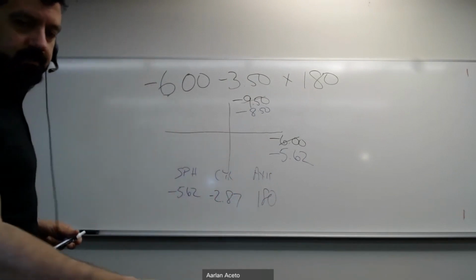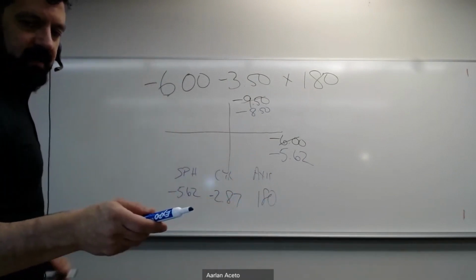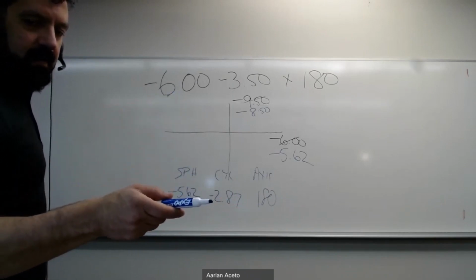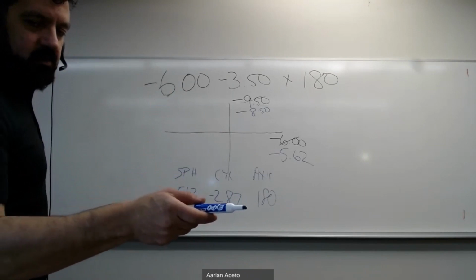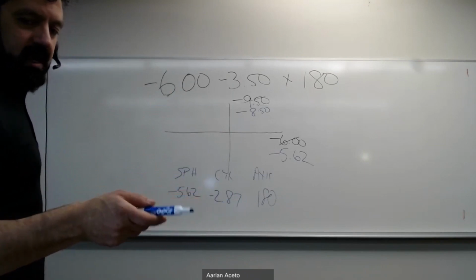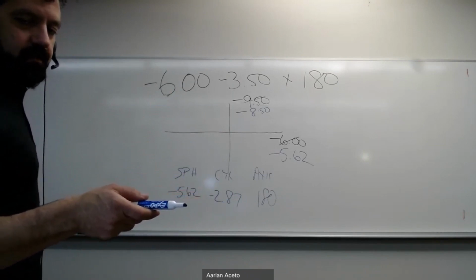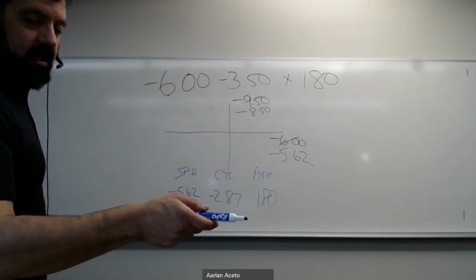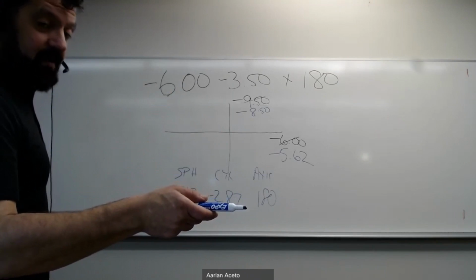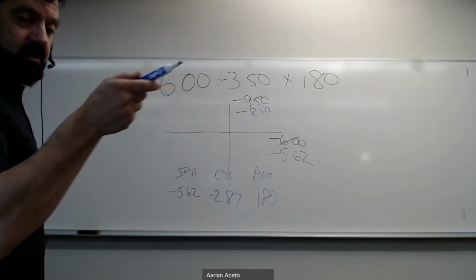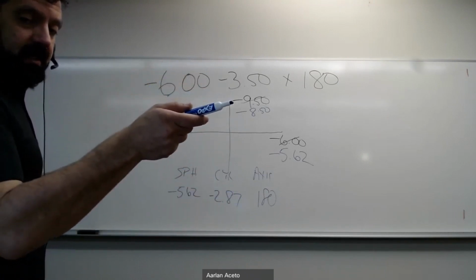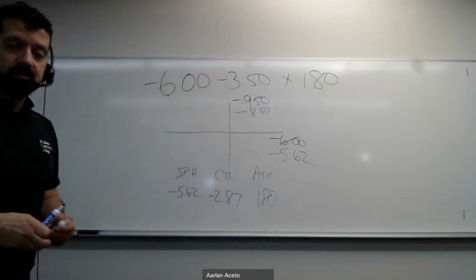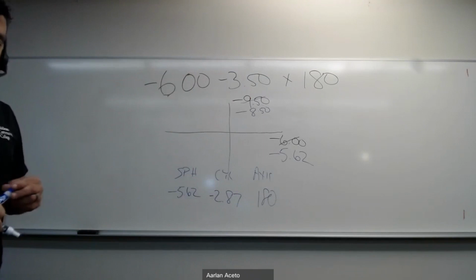Take a look at this here. I've got the -5.62, so I changed it here, and then a -2.87, axis 180. If I give this person a contact lens that has a -5.62, -2.87, axis 180, it should give them the same effective power as this -6, -3.50, axis 180 in an eyeglass prescription. And that's vertexing for contacts.